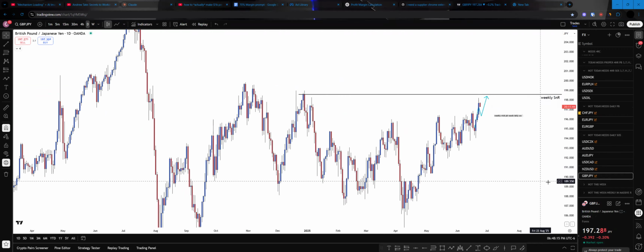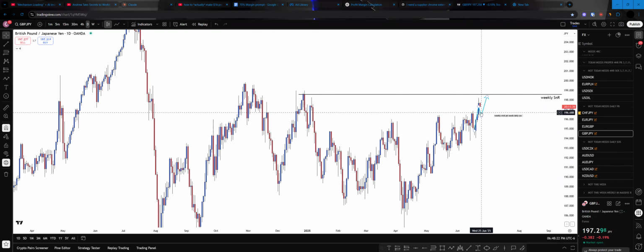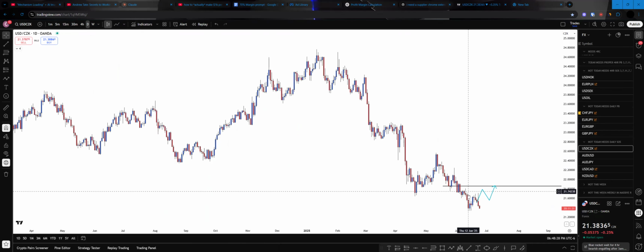Okay, so GJ did actually shift structure now, so we just needed to have a pullback. So we need to still wait at least another day. So you can see we've had that push. Now we need a pullback before we can look at it closer. Let's go to USD CZK.